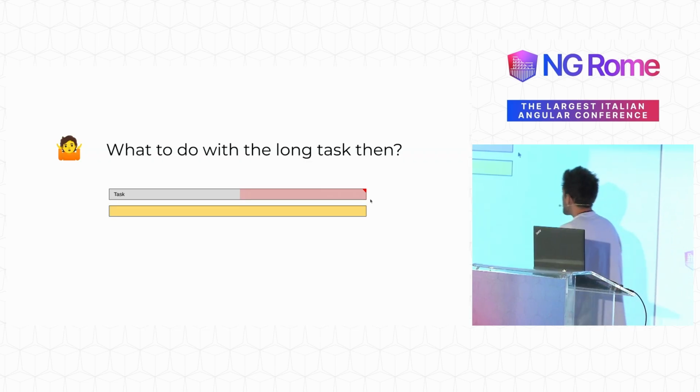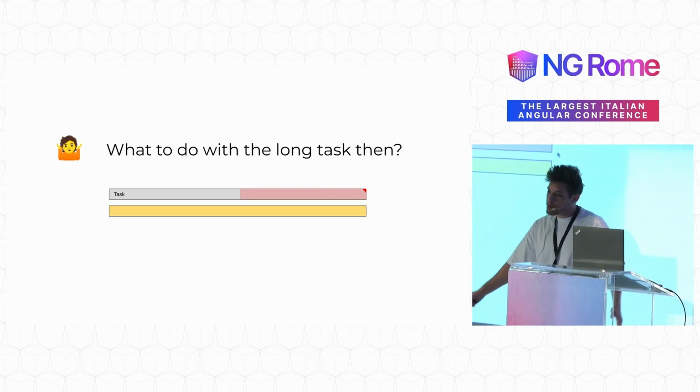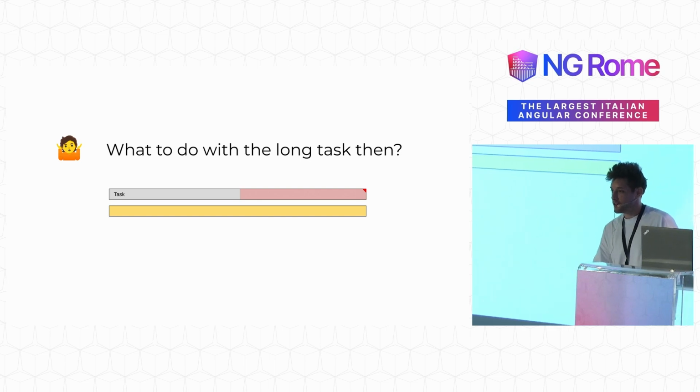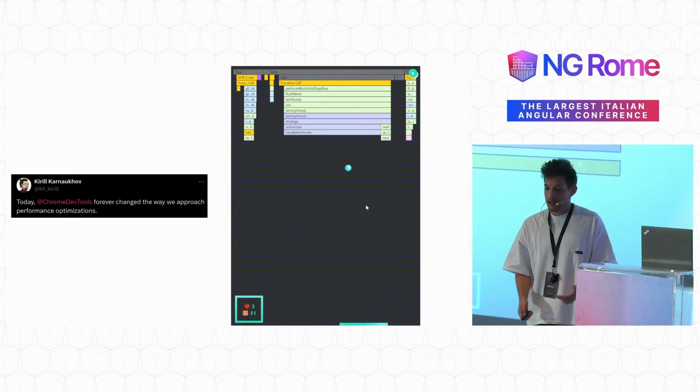Very good. So we now know all of the problems. We do too much work. We create long tasks. But what to do with them? Like, how can we solve this issue?